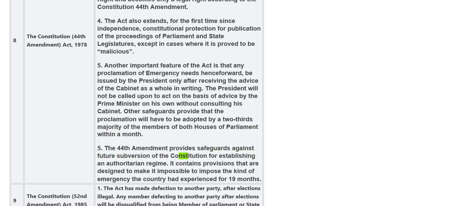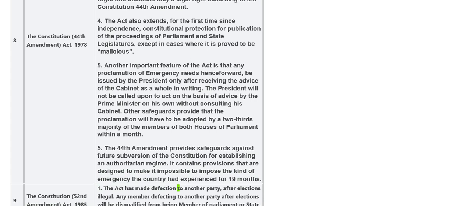6. The 44th Amendment provides safeguards against future subversion of the Constitution for establishing an authoritarian regime. It contains provisions that are designed to make it impossible to impose the kind of emergency the country had experienced for 19 months.